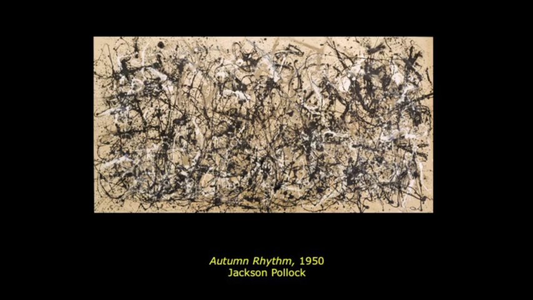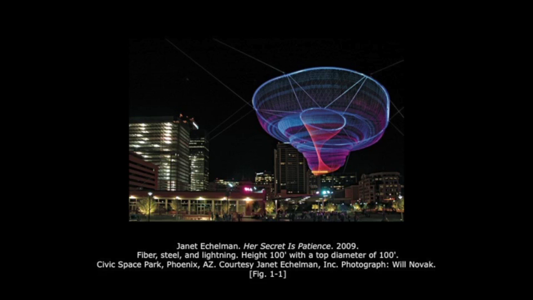If you look at Autumn Rhythm, you may think to yourself that you see a forest or something that looks like a tree, but it's not meant to represent that visual subject. It's more about the idea of movement, and it does have a certain amount of energy to it. Another great example of non-representational art is this piece called Her Secret is Patience. This is a very large sculpture located in Phoenix, Arizona, and it's about 100 feet tall. Make sure that you click on the link for a really good YouTube video about this piece.